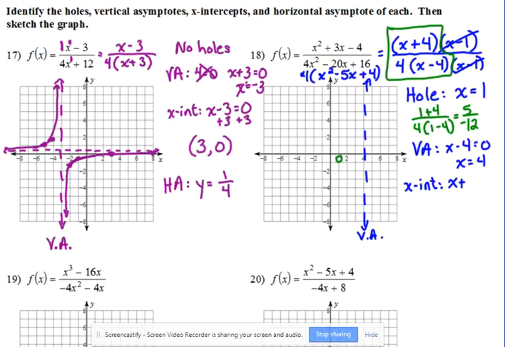Okay, x-intercepts. Those come from the simplified numerator being equal to 0. So we were left with x plus 4 in the numerator. So x equals negative 4, or the point. X-intercepts are points. So negative 4, 0 is our x-intercept.